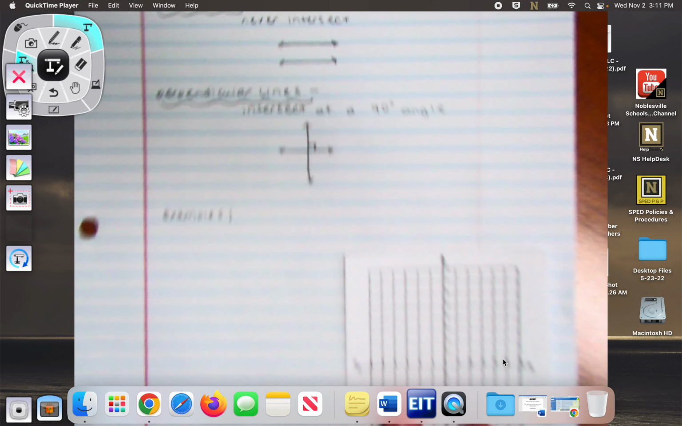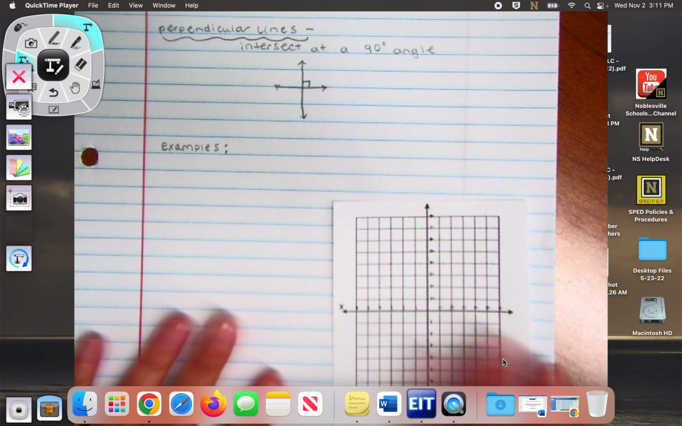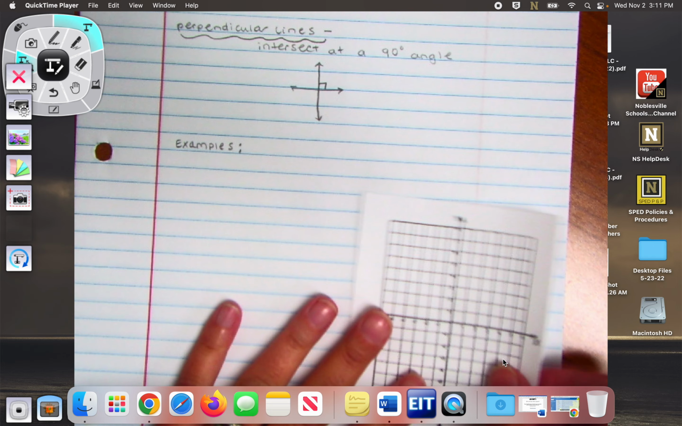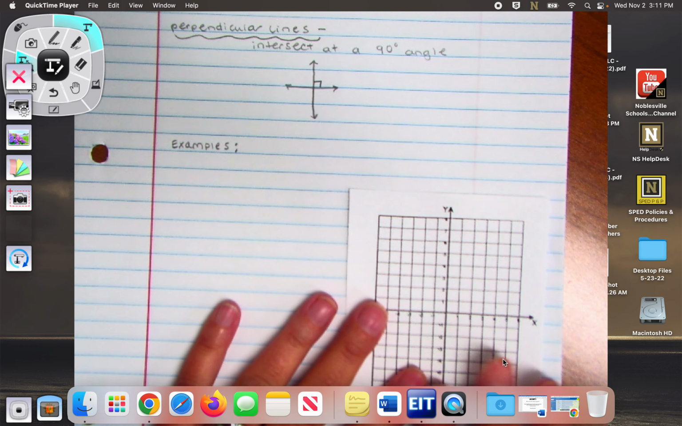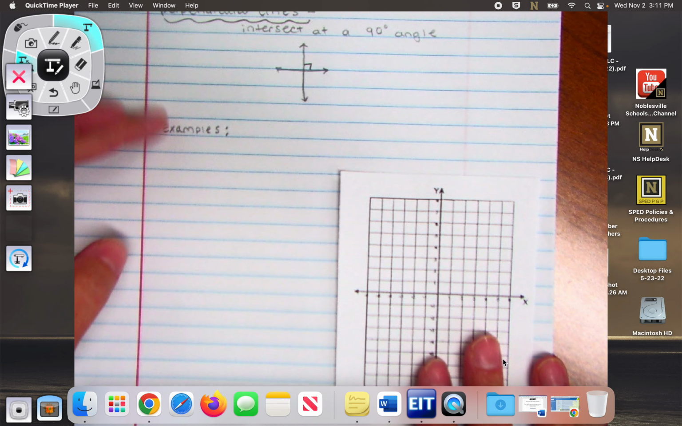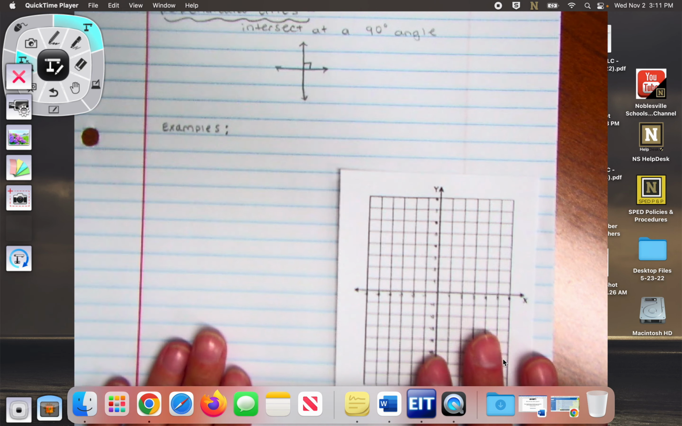What I'd like for you to do is glue your graph kind of in this area of the paper. So leave a couple lines in all this space here on the left, and then glue the graph right there on the right.